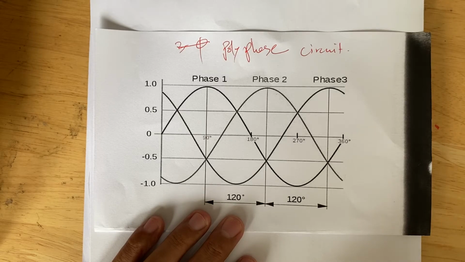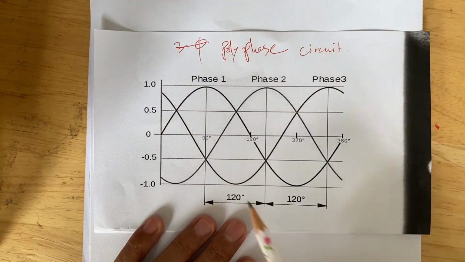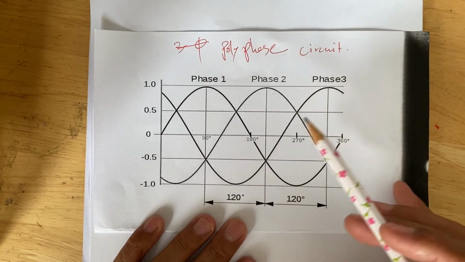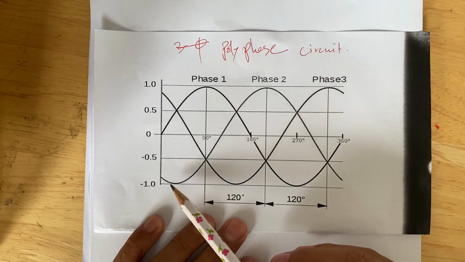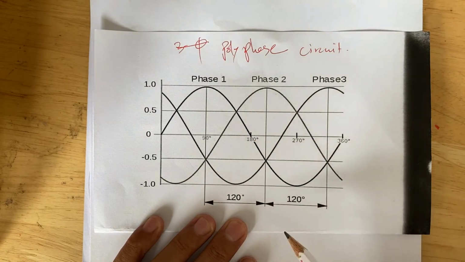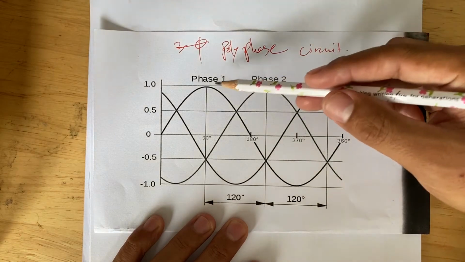or 2 pi by 3 radians, and the peaks of the respective voltages do not occur simultaneously. For example, in this waveform here, we can see that we have three phases. We are considering this line as one phase, and this waveform as another phase, and this line as your third phase. If we compare the phase angle or the phasor displacement between each phase, let's simply compare between phase 1 and phase 2.